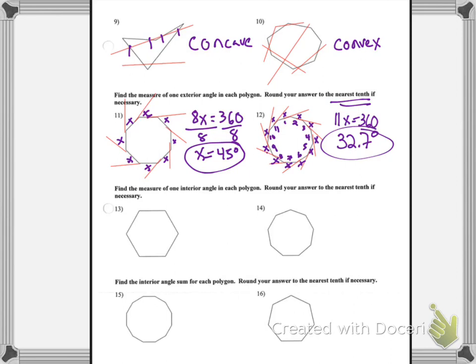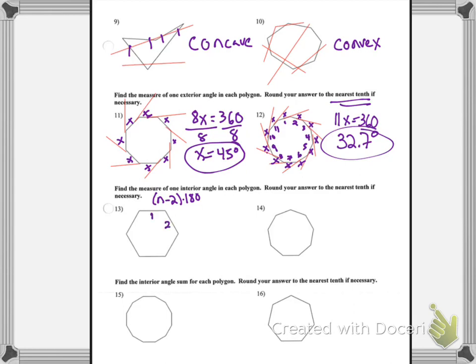Okay, this one says find the measure of one interior angle of each polygon. So to find the sum of the measure of interior angles, we have a specific formula. If you don't know that, you should go look it up now. Okay, so that formula is going to be n minus 2 times 180. So n stands for the number of sides.